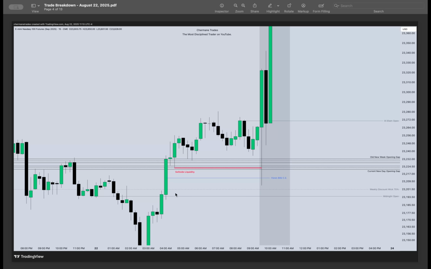Now notice we have two 15-minute fair value gaps stacked on top of each other. The general rule of thumb, if you're bullish, is you want to see this lower one here stay open, and you want this one, the higher one, to offer support. That is the general rule of thumb if you're bullish.